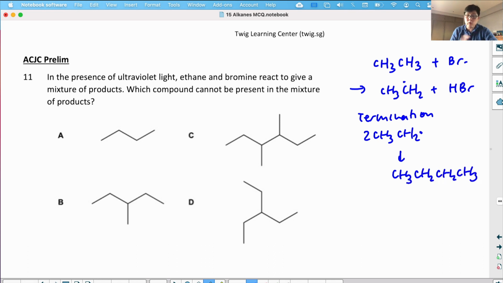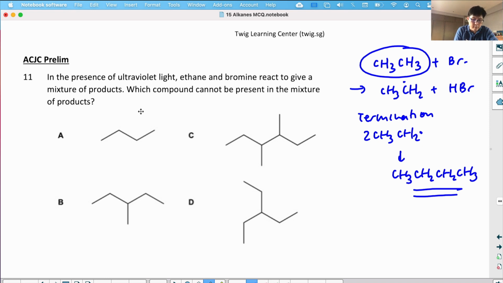Normally you have to realize one thing. In the termination step, when you form a byproduct, the number of carbons will always be a multiple of the original hydrocarbon, because you can only keep adding 2 carbons at a time. The easiest way to look at it is this.